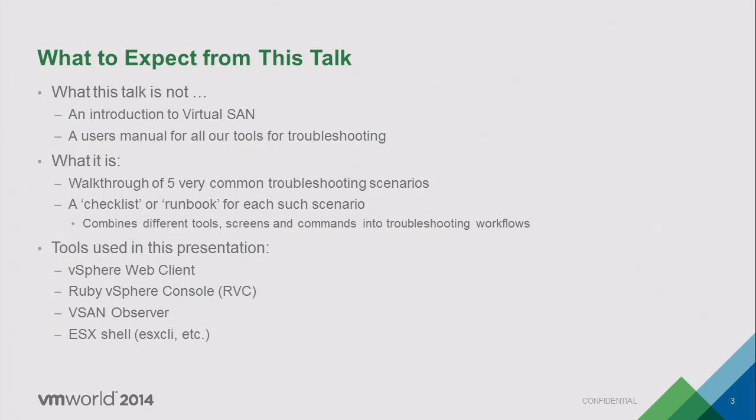The tools that we use here are the usual. First of all, the vSphere Web Client. That's where most of it happens. In addition, the Ruby vSphere Console, RVC, where we've added a whole bunch of interesting commands to use for vSAN. The vSAN Observer, that's part of RVC, that allows you to do performance monitoring and troubleshooting. And then the ESX shell, or as William corrected me, the ESXi shell, with ESX CLI, ping, all these kind of commands that you use on the ESX shell.